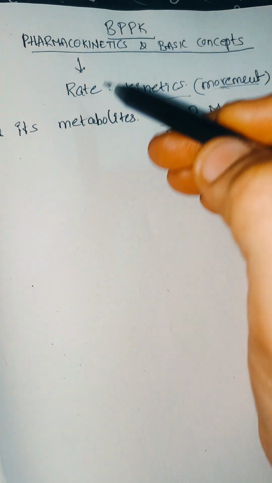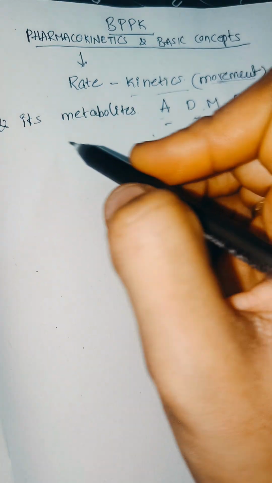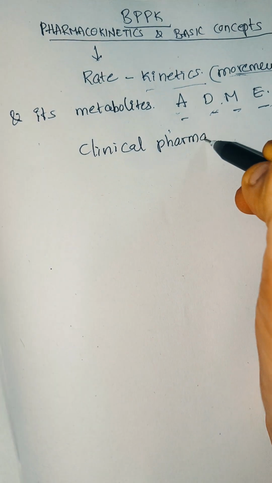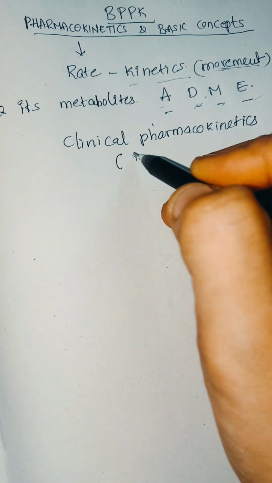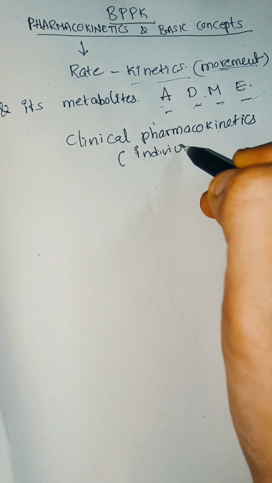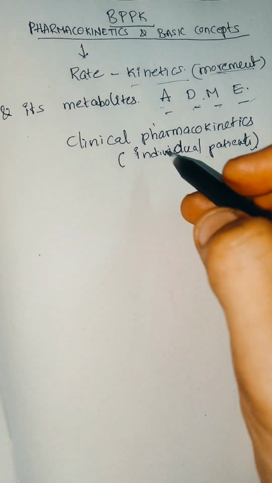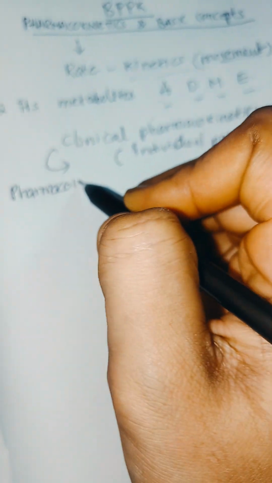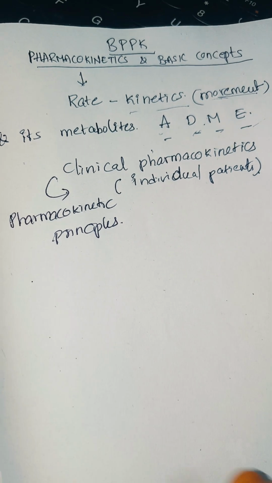Then when we apply this pharmacokinetics to an individual patient, it is called clinical pharmacokinetics. When pharmacokinetic principles are applied to individual patients, then it is called clinical pharmacokinetics.